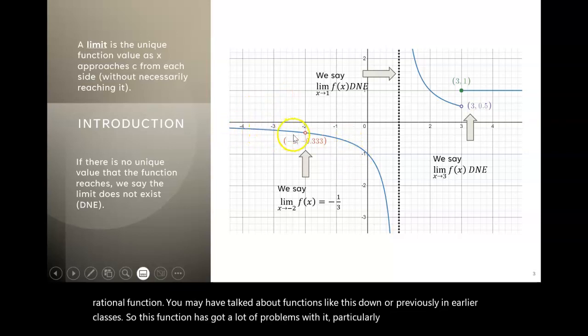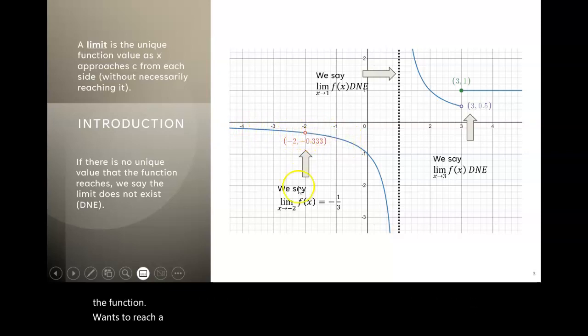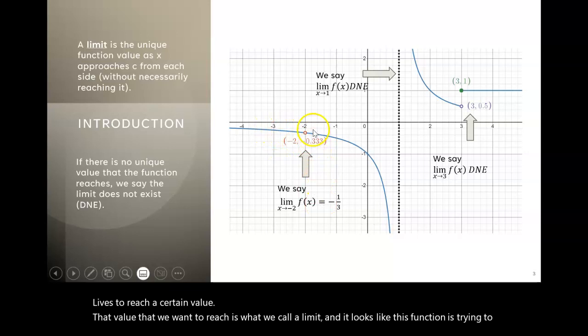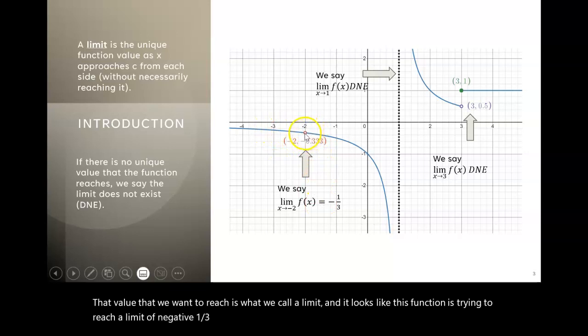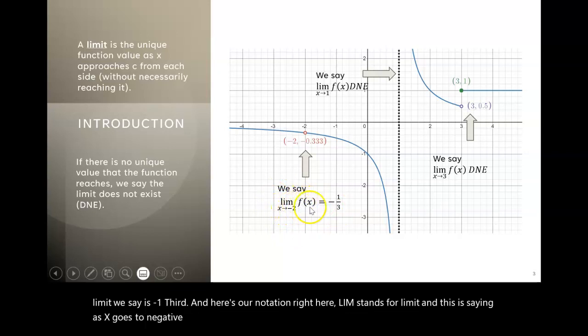Particularly one problem as we're approaching -2. You see this hole in the graph. As we're approaching -2, you'll notice that the function wants to reach a certain value. That value that we want to reach is what we call a limit. It looks like this function is trying to reach a limit of -1/3, even if the function value doesn't ever actually get there. So the limit, we say, is -1/3. And here's our notation right here: lim stands for limit, and this is saying as x goes to -2 of f of x equals -1/3.